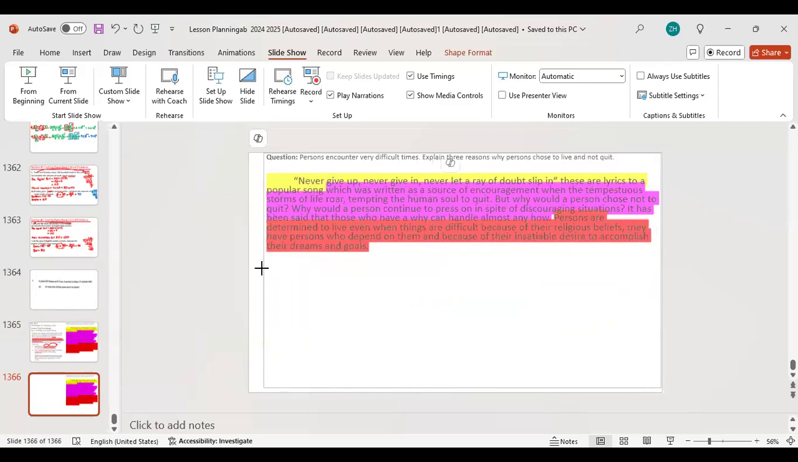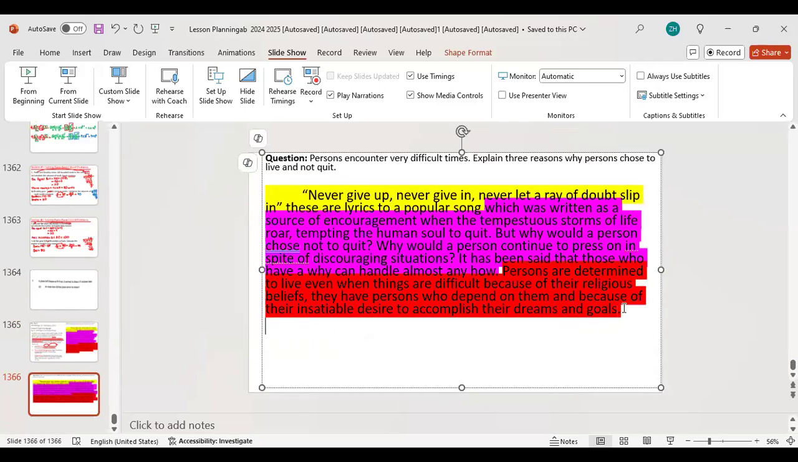So let's go ahead and so now I need my first body paragraph. How am I going to start this? You'll have to piggyback on one of your reasons. Yes, even in discouraging times. So I have to go back to one of my first reasons. And my first reason is persons are determined to live even when things are difficult because of their religious beliefs.